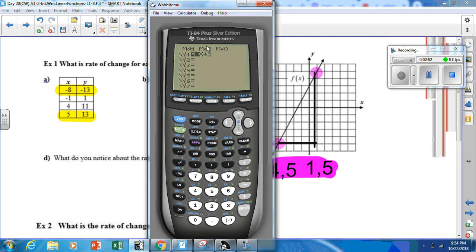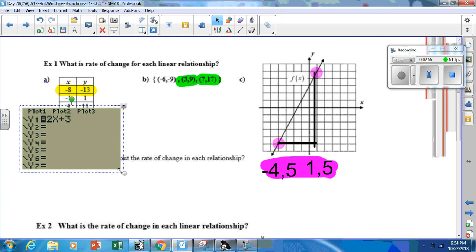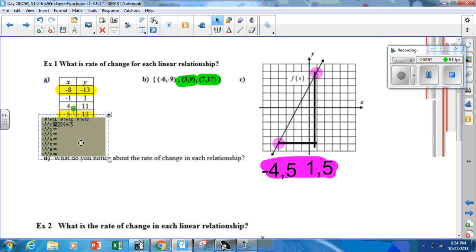I can slide this over, and I see that the equation that best represents this table here is positive 2x plus 3.